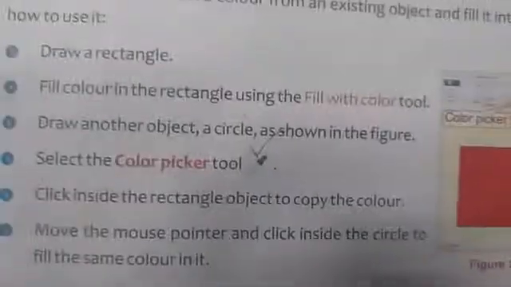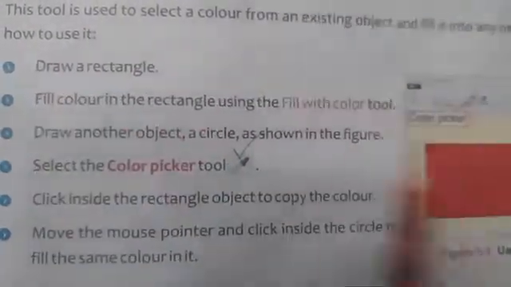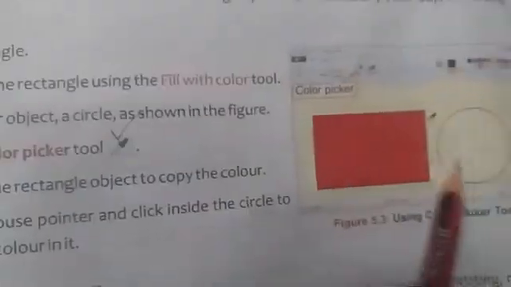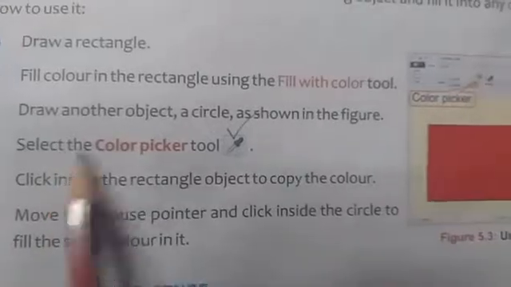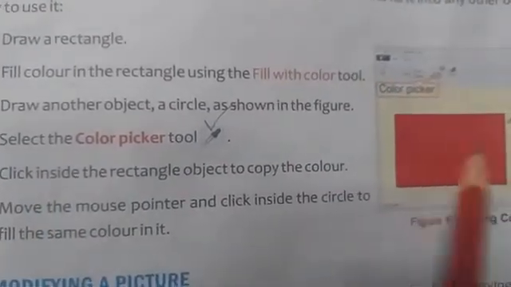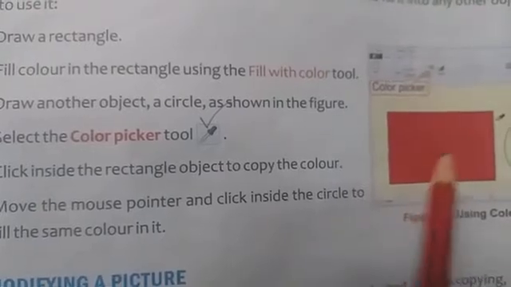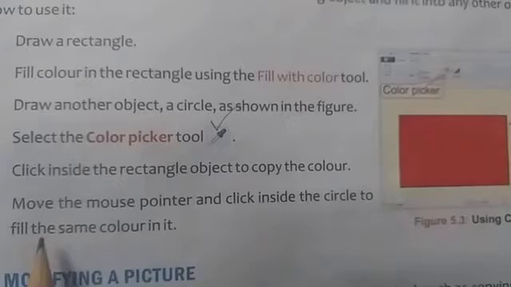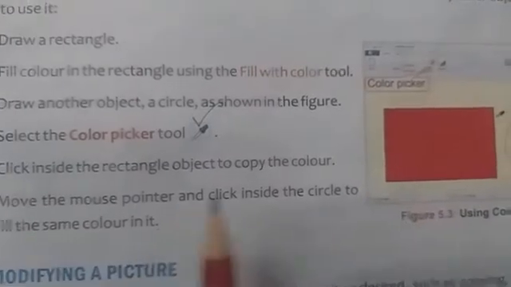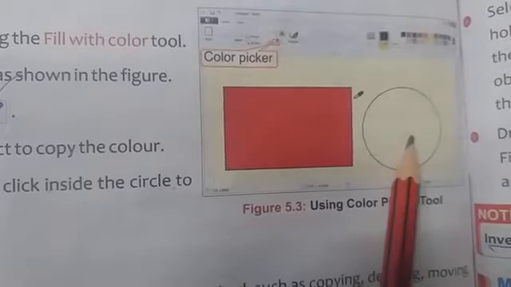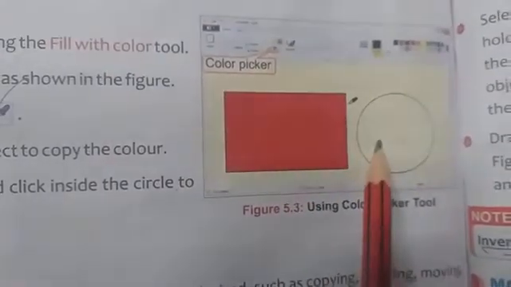So now the steps we have to follow. Firstly, draw a rectangle, then fill color within this rectangle and draw another object, for example a circle here. After that, select the color picker tool, then click inside the rectangle object. Here we have to click because we want to pick this color, and then move the mouse pointer and click inside the circle to fill the same color in it.